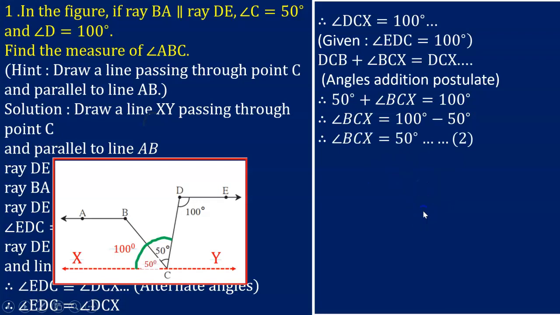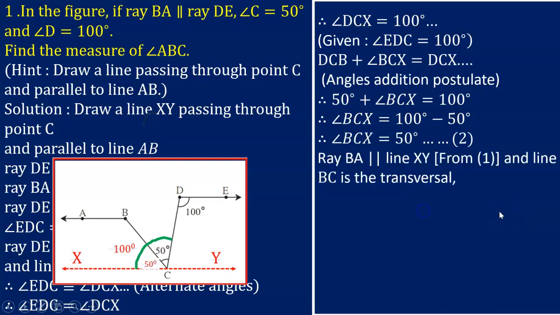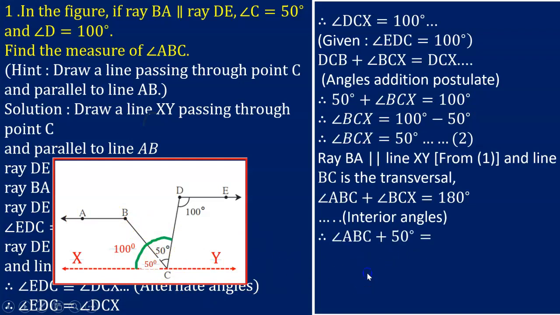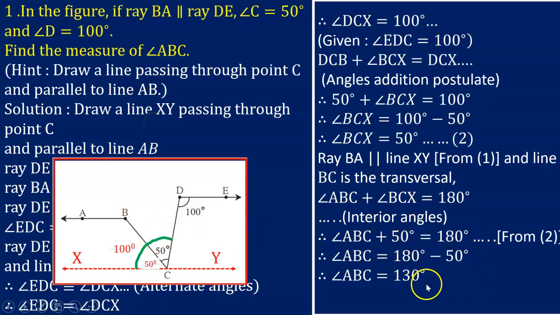Okay. Now here, next. Here the ray BA is parallel to BA हा कोणाला parallel आहे तर तो XY ला. Therefore, and the BC is the transversal. Next, we consider these two interior angles. That is the measure of angle ABC plus measure of angle BCX is equal to 180. Substitute the value of measure of angle BCX, which is 50. Therefore, measure of angle ABC is equal to 180 minus 50 degrees, and that is equal to 130 degrees. And this is the answer.